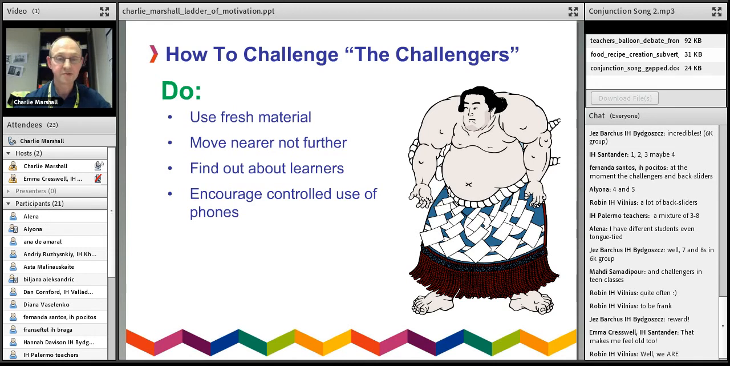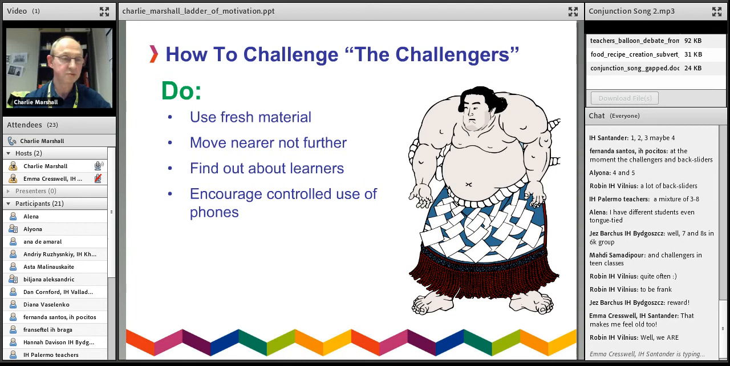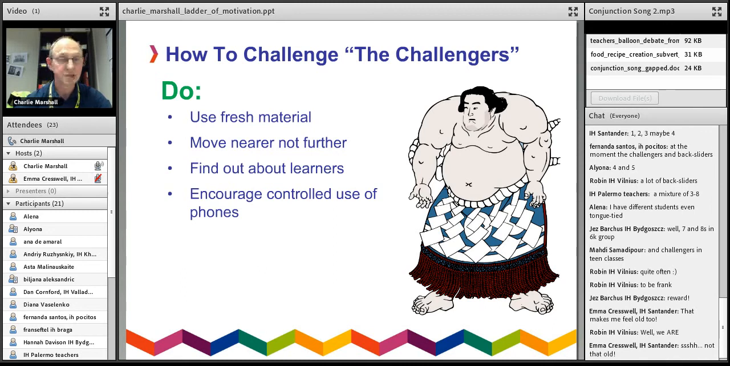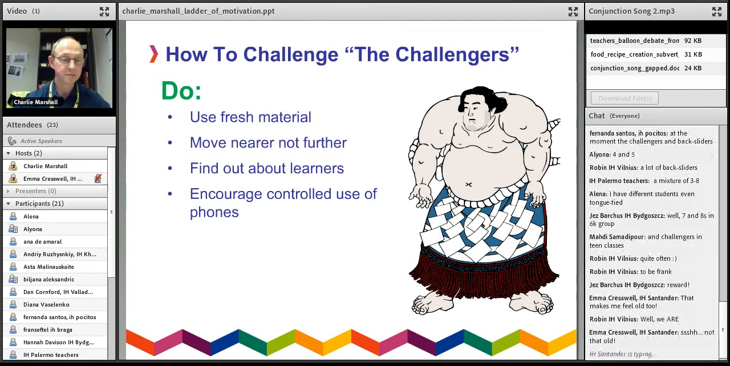Now the idea about phones is that you'll find, I'm sure, that teenagers love their phones. Their whole lives happen on their phones, maybe. And if you can bring those phones into the lesson and allow them to use them in a controlled way, then they will find the lesson more interesting and stimulating, and that can help to raise their motivation.